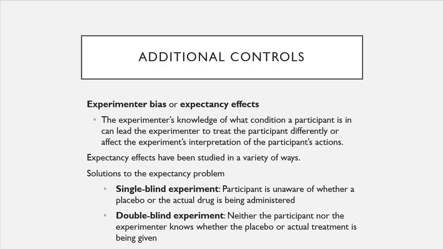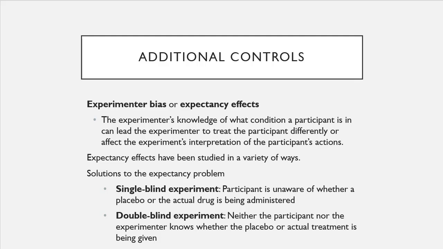Another type of additional control that we have to consider is what we call experimenter bias or expectancy effects. If an experimenter knows that a participant is part of a treatment group, they may treat that participant differently. And the participant can pick up on that. Very subtle cues. It's not that they're nice to them because they want their hypothesis to be correct. It's really because if we know somebody's in a treatment group, we will unconsciously do things differently.